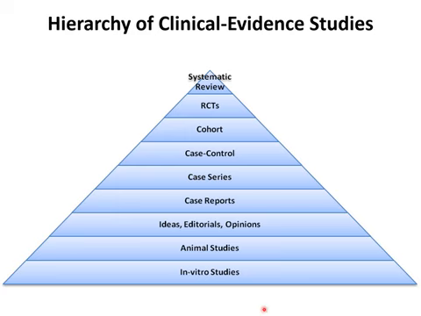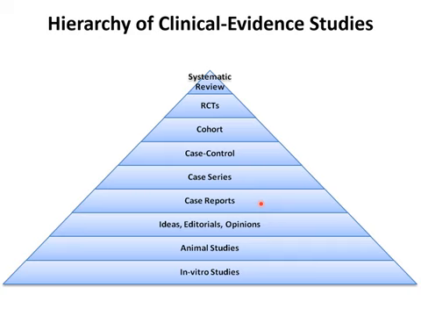Hierarchy of clinical evidence studies. This is called the pyramid of evidence. In clinical studies, the evidence is based on the type of research or the research design. So the least evidence can be obtained from in vitro studies, while animal studies can give evidence greater than that of in vitro studies. After that, ideas or opinions of authors can give higher evidence.